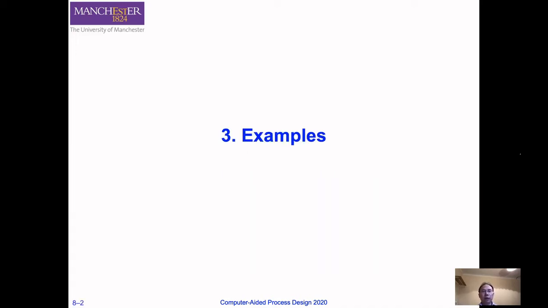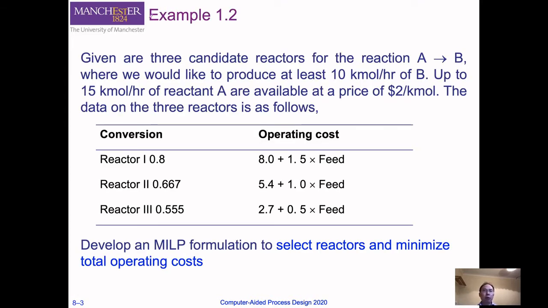Now let's look at some examples to show you how to develop mathematical formulation to optimize a flowsheet structure. Let's look at example 1.2 that was introduced in topic 1. In this example, there are three candidate reactors.